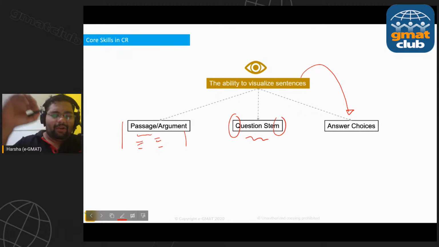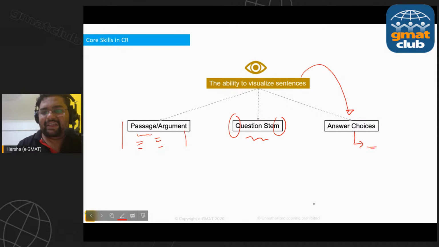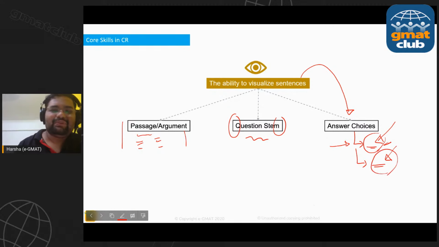The mistake that a lot of students make is, when we look at answer choices, we kind of rush things. When you have an answer choice, you read it, and then immediately after reading it, sometimes we jump directly into analyzing it. Answer choice analysis is actually a two-step process. Once you have read the answer choice, you have to make sure that you have truly comprehended it. So this ability to visualize sentences actually plays a part here as well. Without building that understanding, any analysis you do downstream is actually not useful, right?